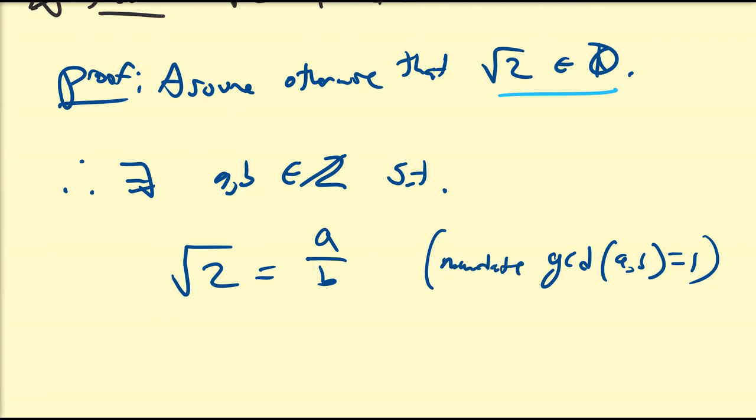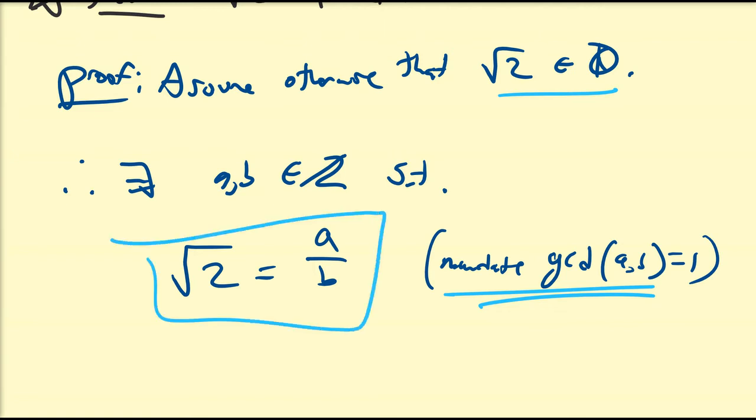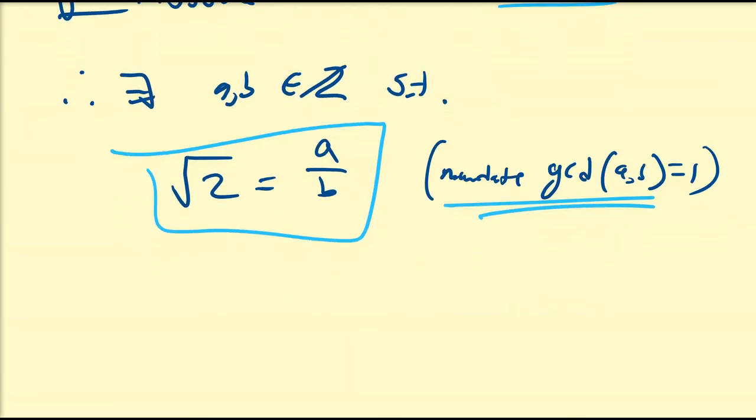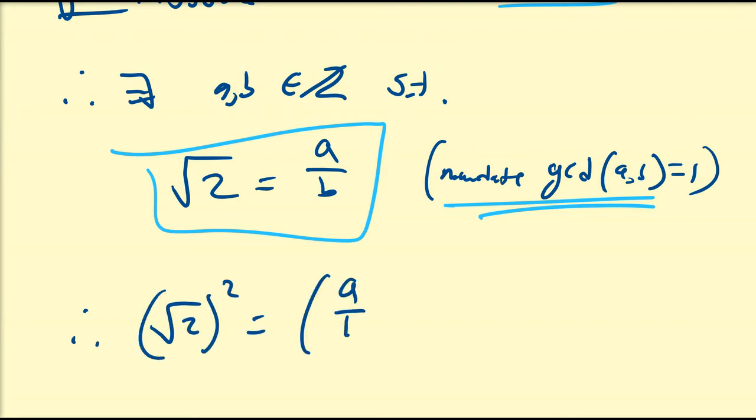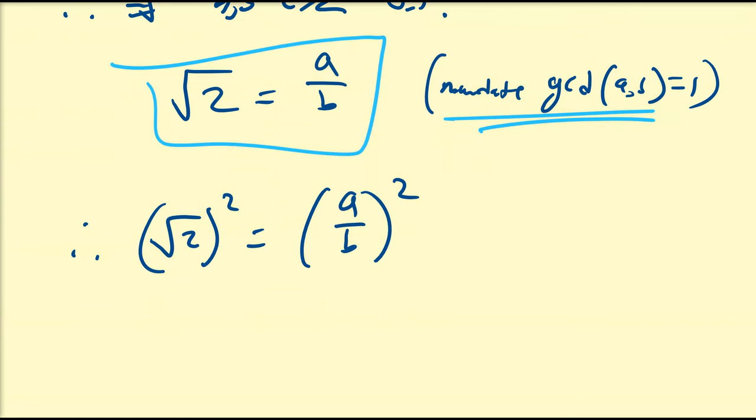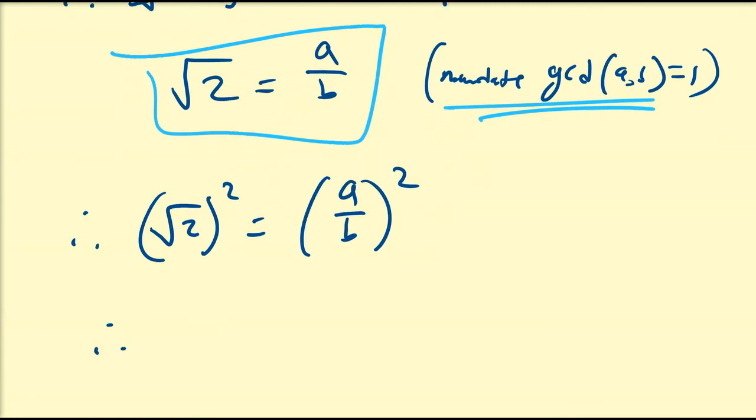We can mandate this statement, and this is extremely important, because we know that this is irreducible eventually. So let us assume that this value is an irreducible quotient of integers a over b. So what I'm going to do is square both sides of this expression. So I'm going to have square root of 2 squared is equal to a over b squared, and that's going to give us an expression without radicals to work with.